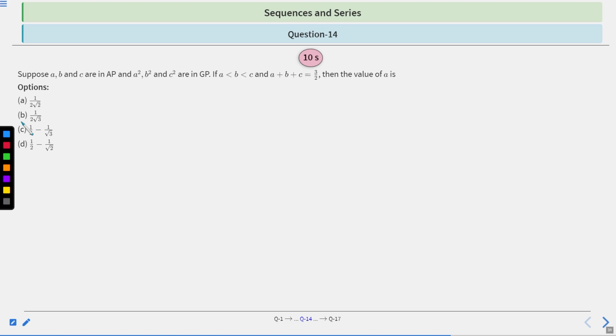Let's discuss question number 14. Suppose a, b, c are in AP and a square, b square and c square are in GP. If a is smaller than b, which is smaller than c, and a plus b plus c is equal to 3 by 2, then calculate the value of a. So let's move to the solution part after 10 seconds.